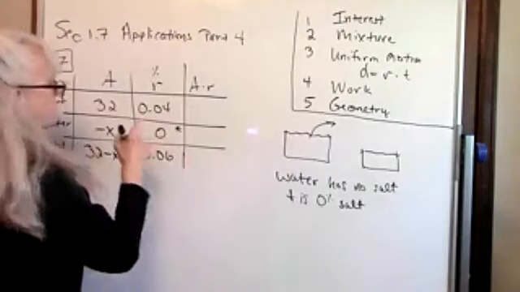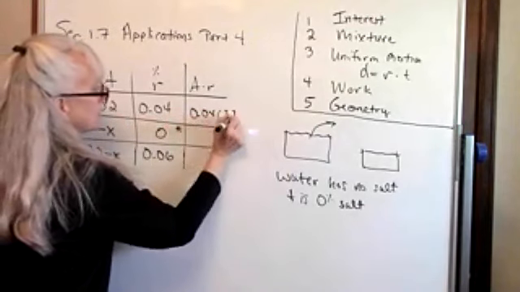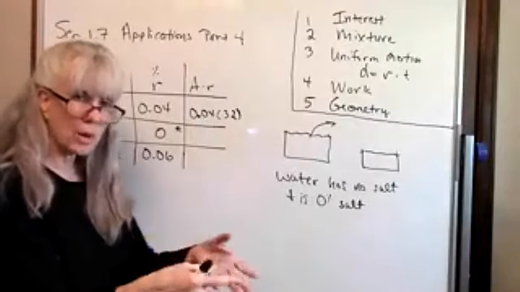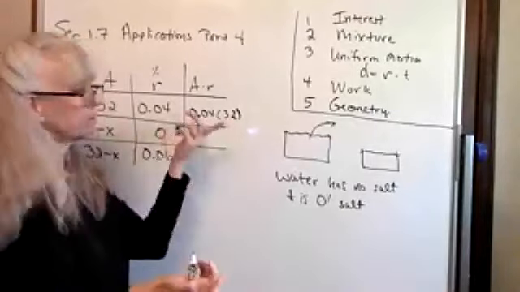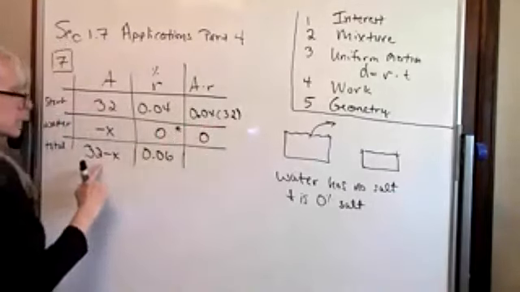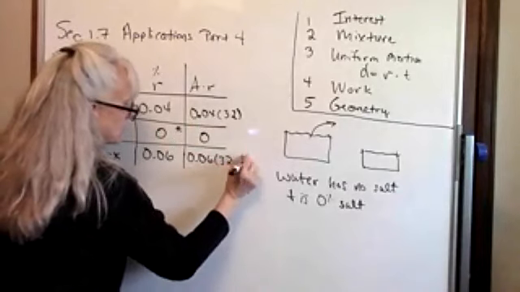So we'll have the 0.04 times the 32. Now, I tend not to drag out my calculator until I've got the equation written. You can, if you want to multiply right there. 0 times x is still 0. 0.06 is going to get multiplied by that 32 minus x.